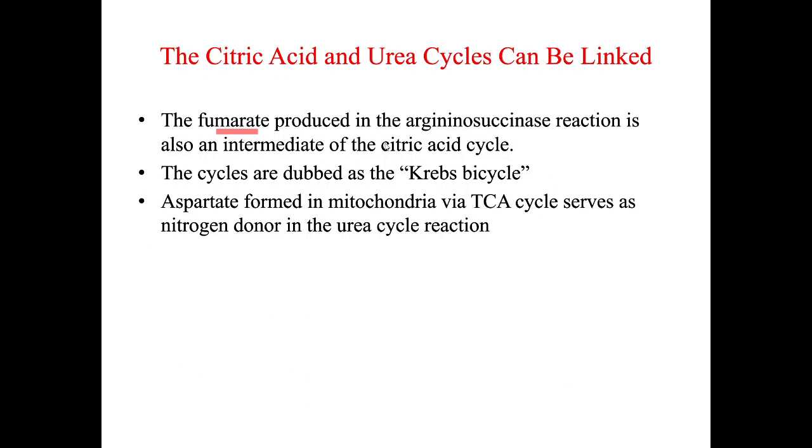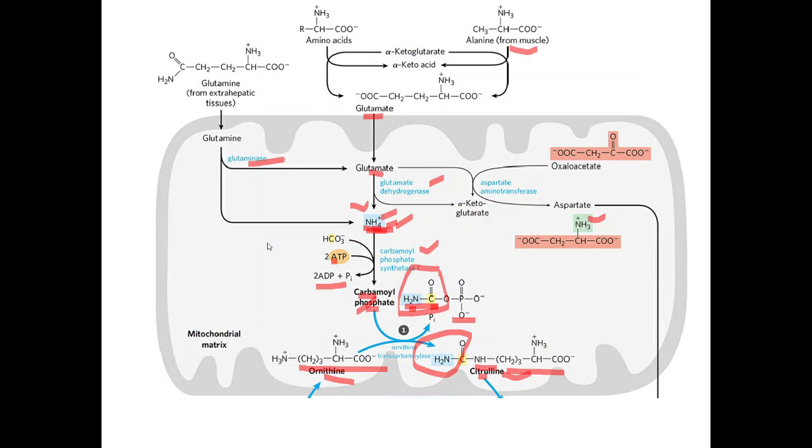So this fumarate is produced in the arginosuccinase reaction and can be used as an intermediate in the citric acid cycle. So sometimes people dub it as a Krebs bicycle. The aspartate found in the mitochondria via the TCA cycle serves as a nitrogen donor in the urea cycle. So this aspartate can be formed from the TCA cycle via a transamination reaction with the oxaloacetate. So oxaloacetate can undergo transamination reaction to the aspartate and it can act as a nitrogen donor. So already this is what we have discussed.